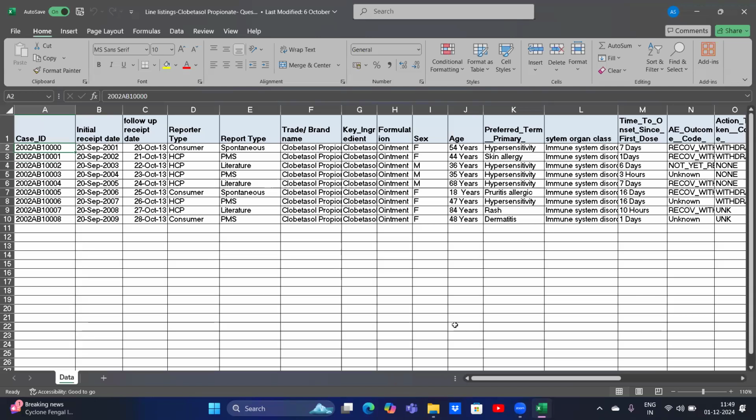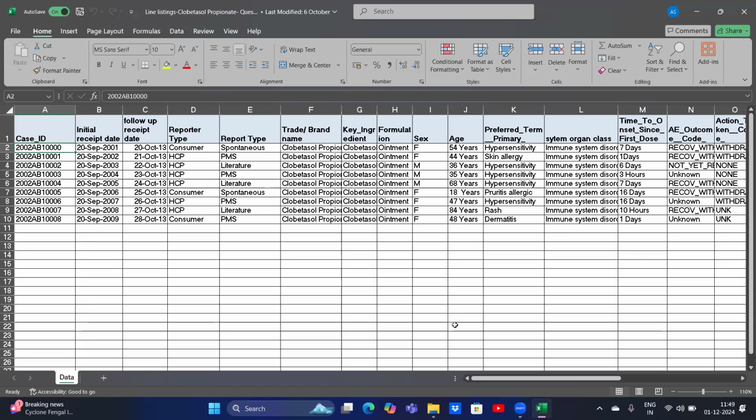Then what would be the reporter type, whether it is medically confirmed or non-medically confirmed? What is the report type, whether it is from a spontaneous source, from literature, or from PMS? Then what would be the demographic distribution: how many male, how many female, and how many where the gender is unknown. In males, for example, if there are 5 males and one is 18 years and one is 65 years, you can write 5 males in the age range from 18 years to 65 years.